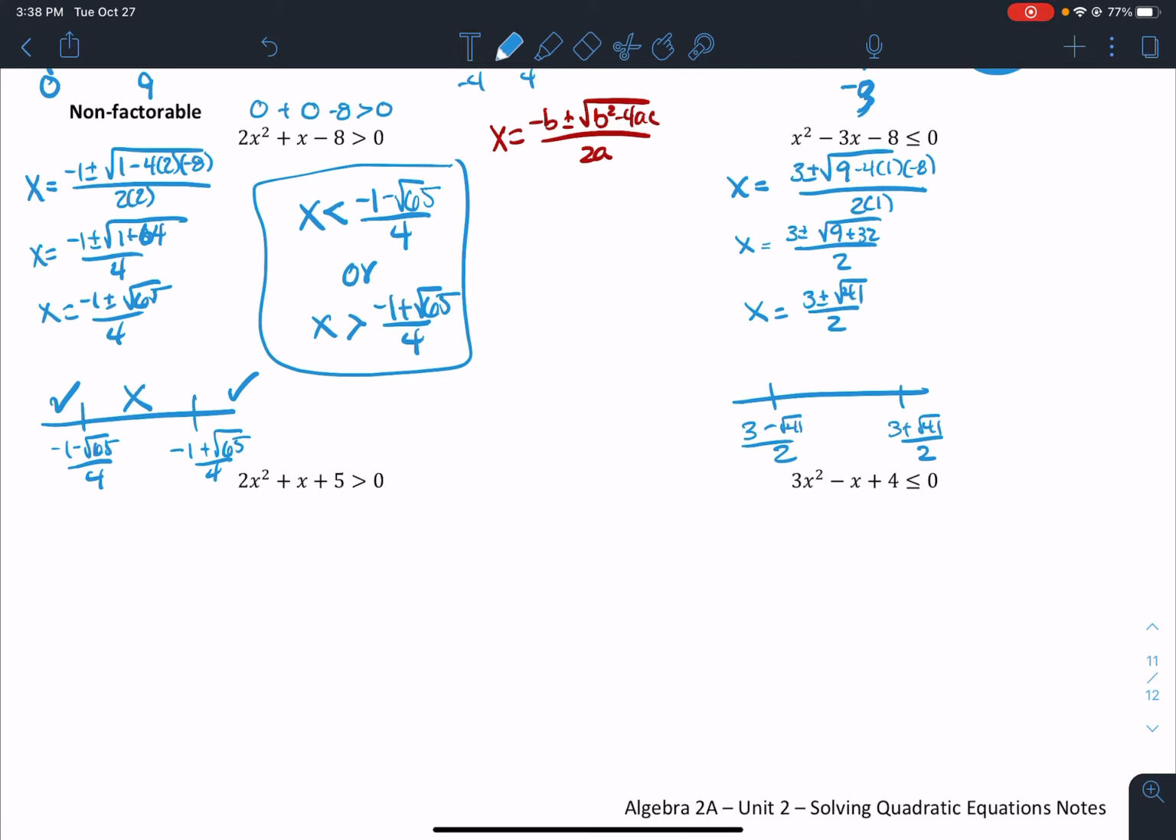So I'd have 0 minus 0 minus 8 is less than or equal to 0. Well, that is true. So it's true in the middle. Therefore, it's not true on the ends. And I should have known it's an and problem anyway. So therefore, it is 3 minus the square root of 41 over 2 is less than or equal to x, which is less than or equal to 3 plus the square root of 41 over 2.